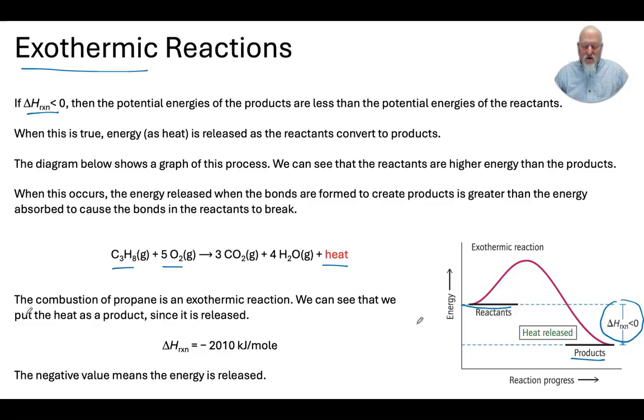And if we look at this reaction, if we combust 1 mole of propane, we will produce 2010 kilojoules of energy. It's negative, which means that it's released. If you see negative, it means it's released. And that just implies that this difference, the difference between the potential energy of the reactants and the potential energy of the products, is 2010 kilojoules.